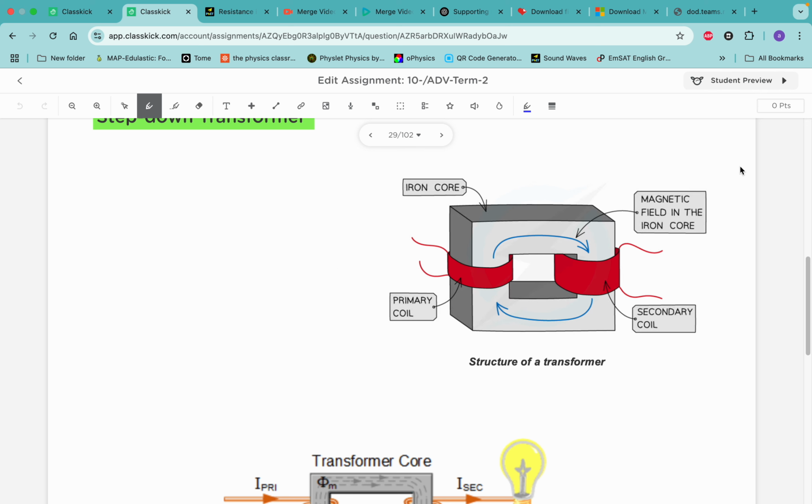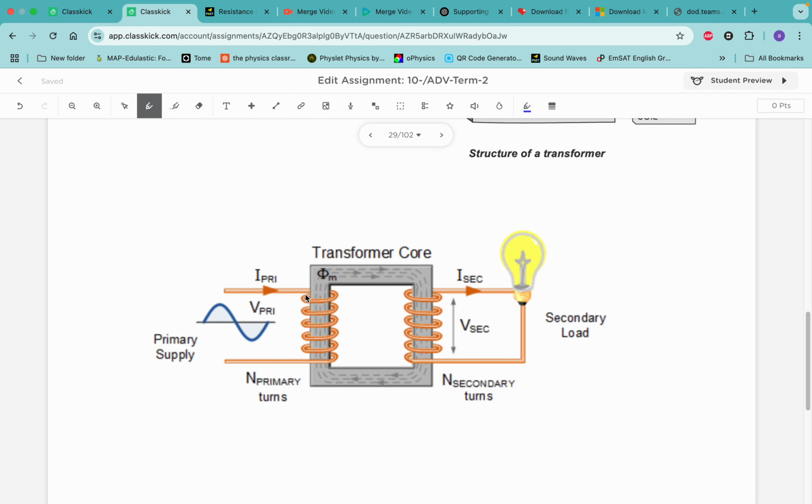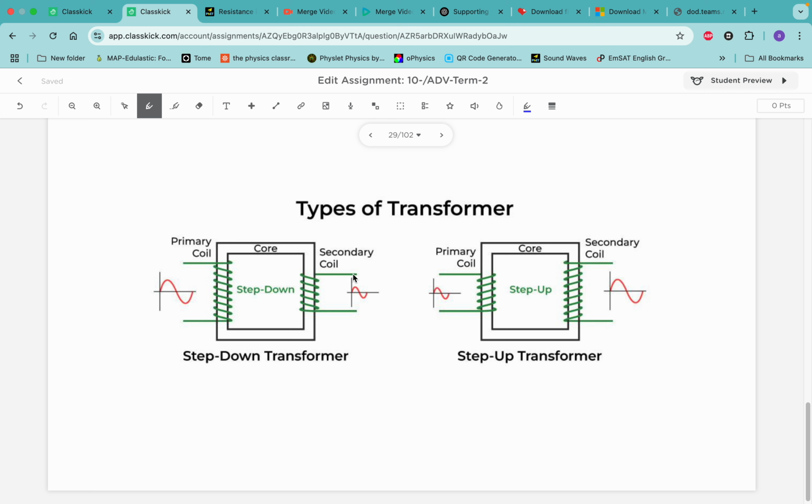A transformer is a device composed of an iron core, so this is made up of iron, and it has two coils connected from both sides. If the side of the coil is connected to a supply, which is the source of electricity, we call it the primary coil. But if it's connected to a load, we call it the secondary. A transformer has two types.